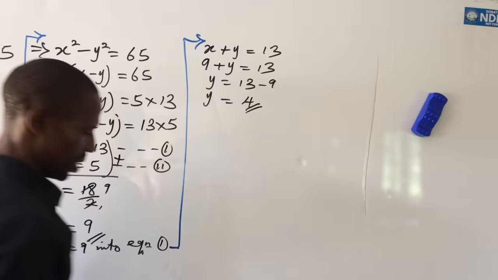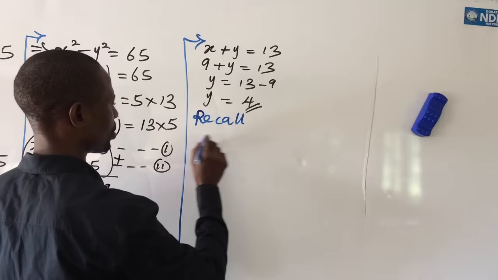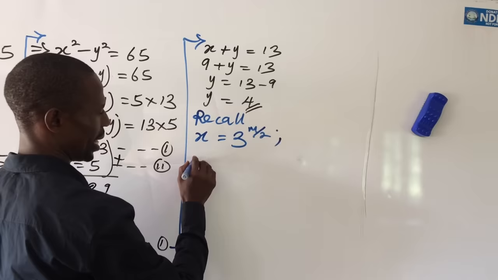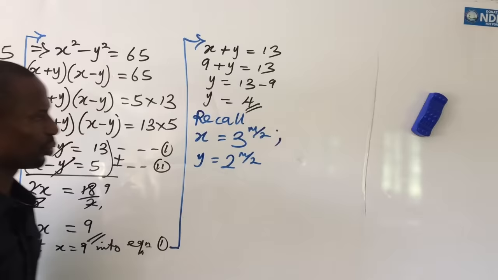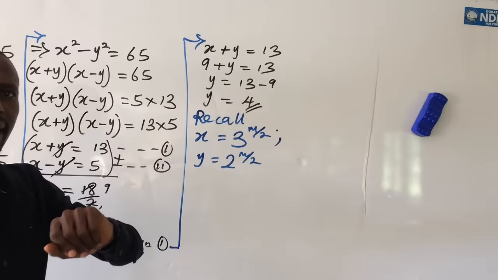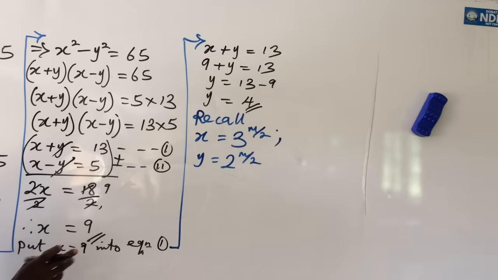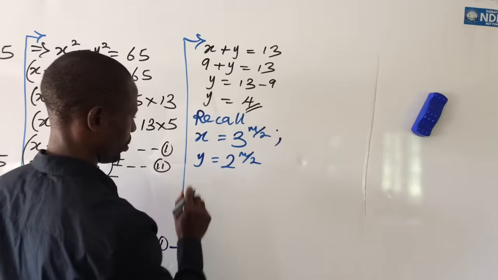But recall, there's a place where we said, let x be equal to 3 to the power of m all over 2, and y equal to 2 to the power of m all over 2. So we succeeded in getting these two numbers now. So we want to get the value of our m from here. So let's take the first one. The first one, we have case 1, where we have our x equal to 9. So looking at this will now give us 3 to the power of m all over 2 equal to 9.